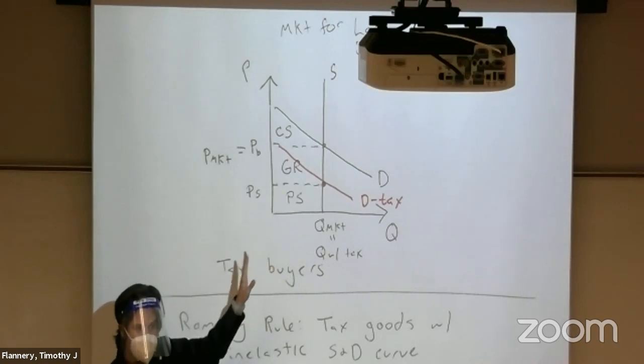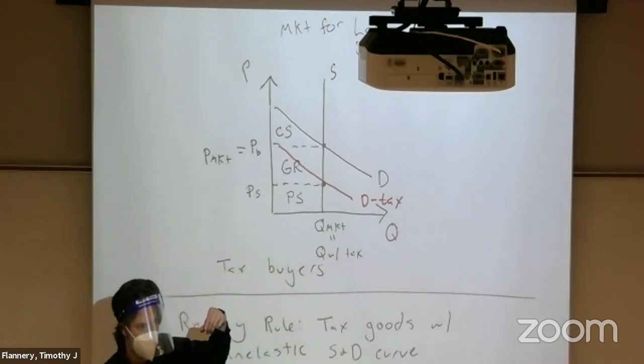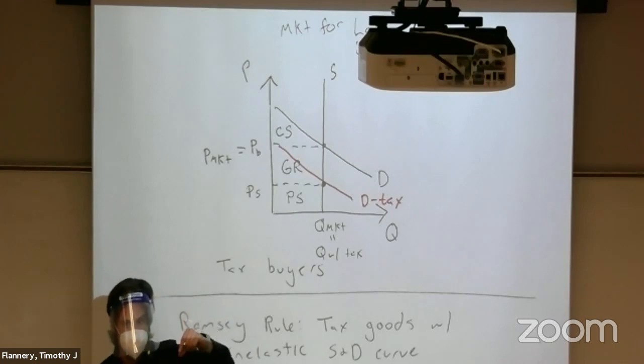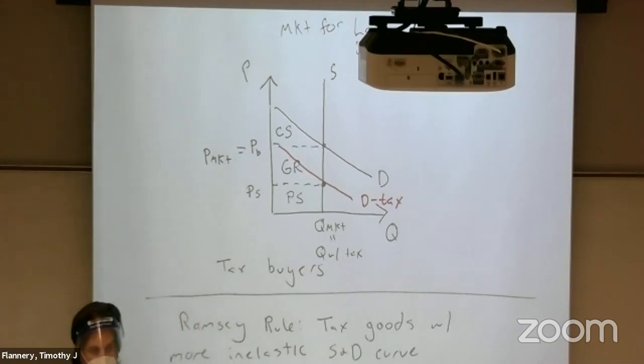Right? When the curve is very inelastic, that Q doesn't change very much. And so the tax not only distorts markets very little, it's effective at raising revenue. And so the things that are popular to tax are not very effective at raising revenue.